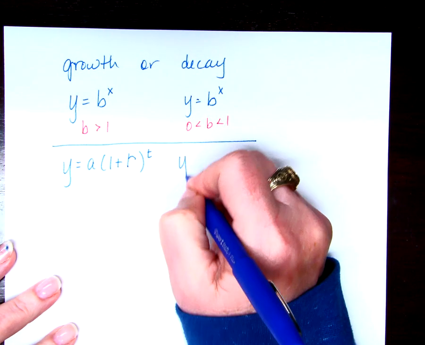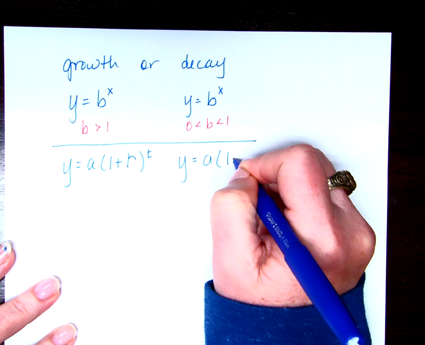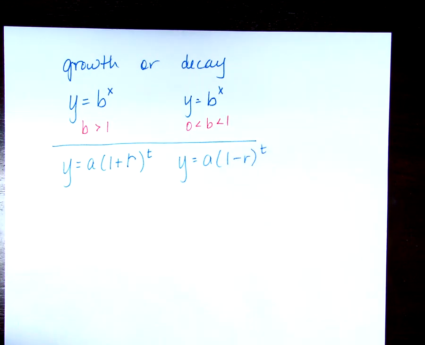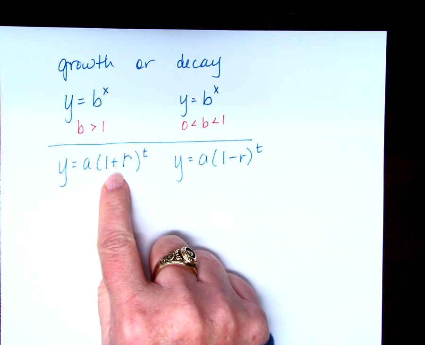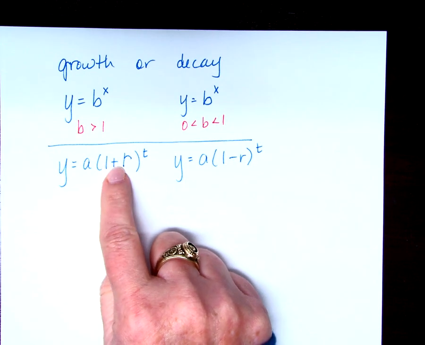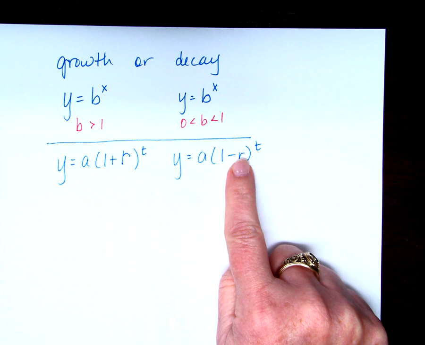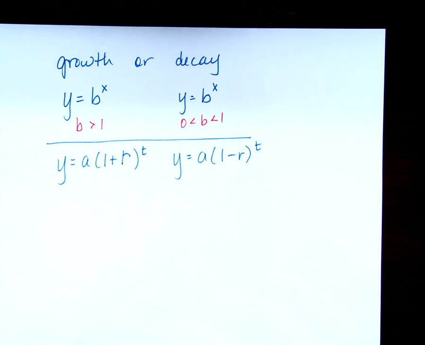Between these two formulas right here, which one is growth and which one is decay? The one with the plus is growth, right? Because wouldn't that be greater than 1? And the one with the minus? That's decay. Does that make sense?